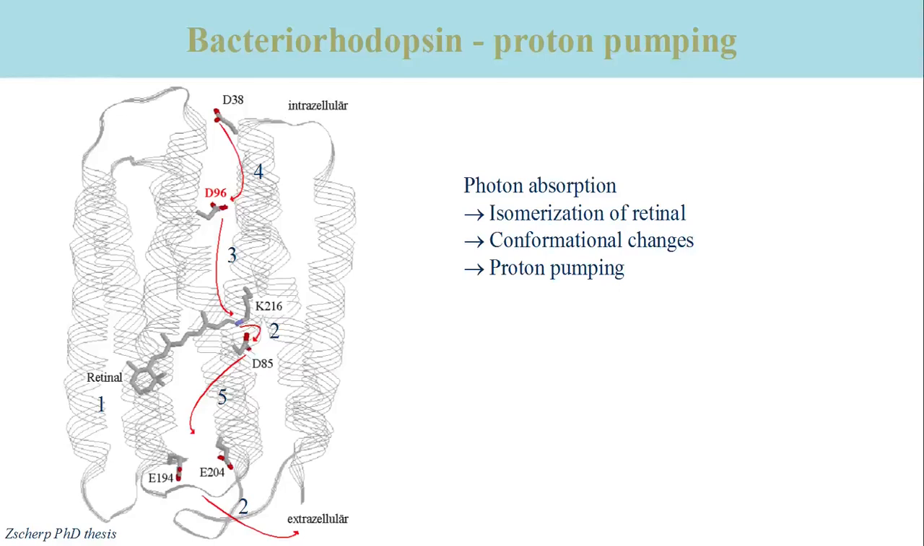The isomerization of the retinal is transmitted to the protein environment and starts a cascade of reaction steps which transport one proton across the membrane. This involves changes in protein structure as well as protonation and deprotonation of several groups. Steps are indicated here and will be discussed later.